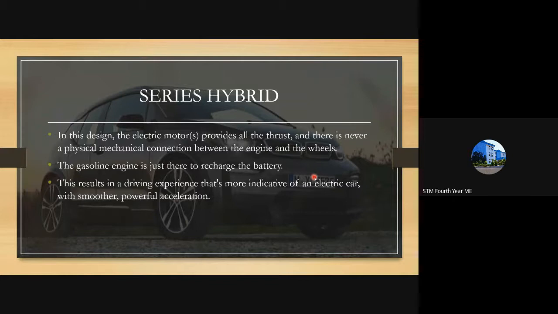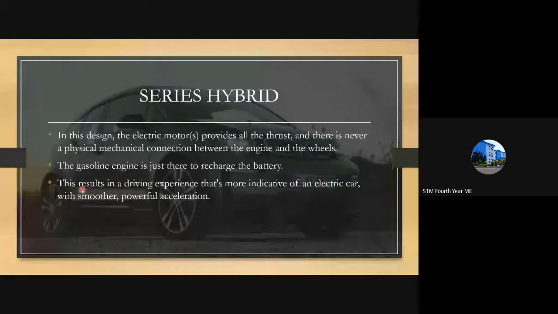But the engine is present only to recharge the battery, because the battery will drain faster due to a smaller battery pack, and also due to heavy power requirements for running the vehicle. So for that purpose, we had to recharge the battery, and for recharging the battery we use a gasoline engine.